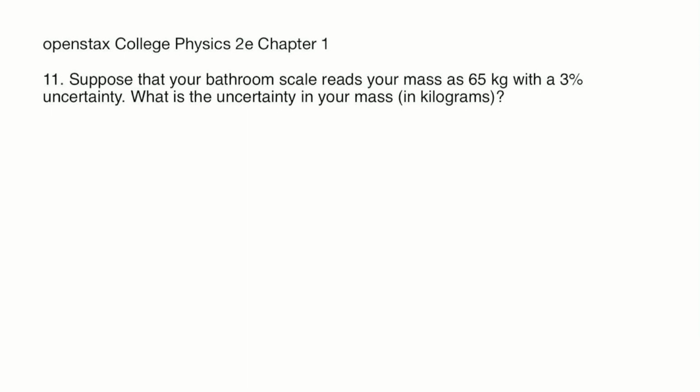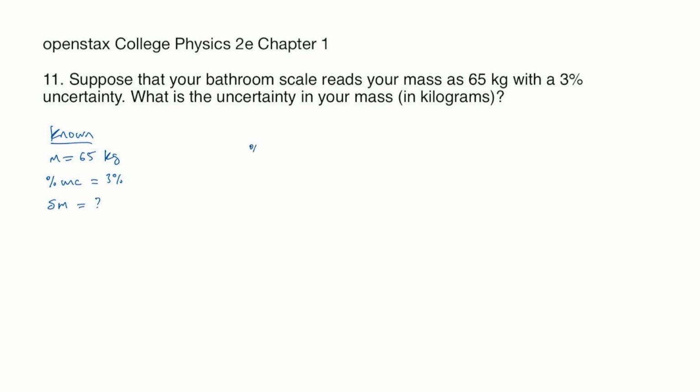Okay, the uncertainty is the qualitative measure of how much a measurement can deviate from the expected value. And so let's write down what we know. We know the mass is 65 kilograms, and the percent uncertainty, I'll use percent UNC, is 3%. And we're looking for the uncertainty in the mass. So the script D and then M.